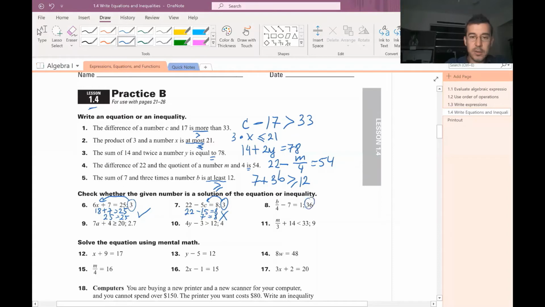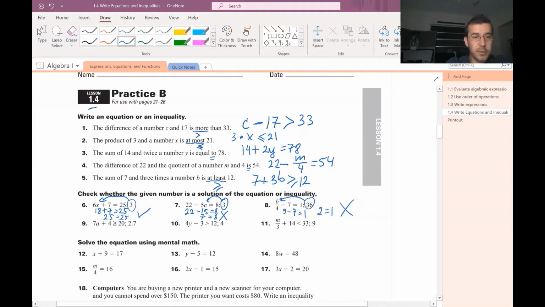Number 8, 36, we substitute 36 for b. So 36 divided by 4 is 9, because 4 times 9 is 36. So 9 minus 7 equals 1, so that is 2 equals 1. That's not true. That's not the solution. 36 is not the solution for this equation.